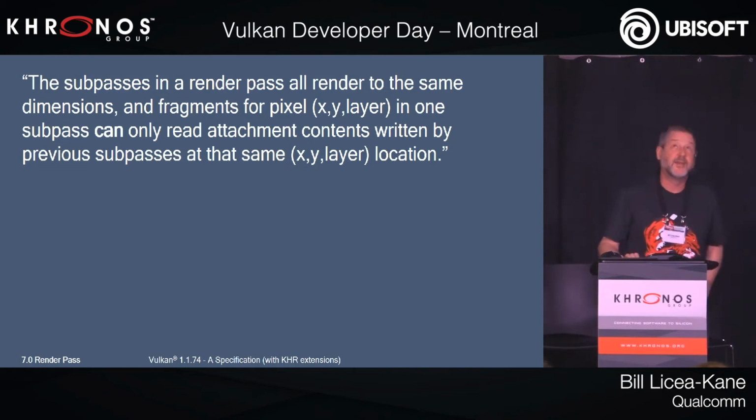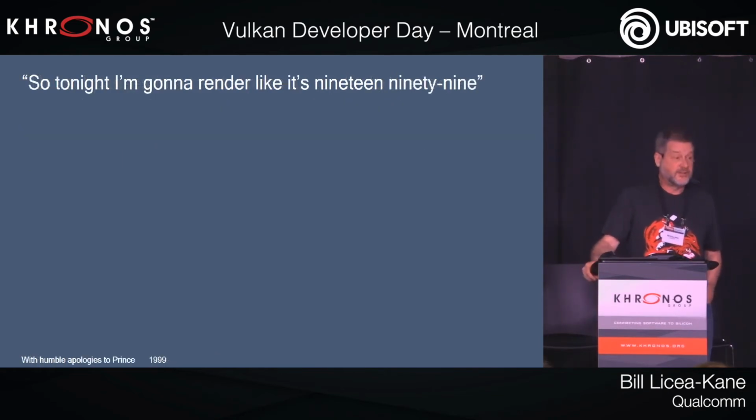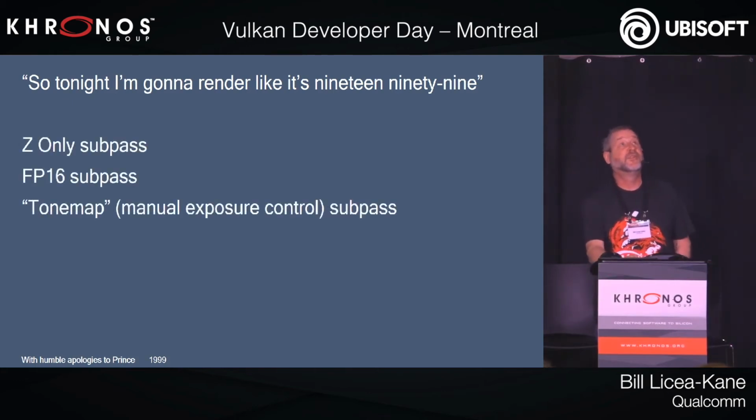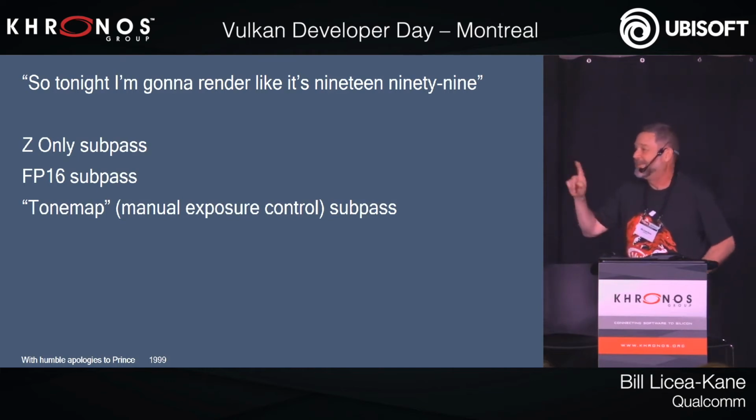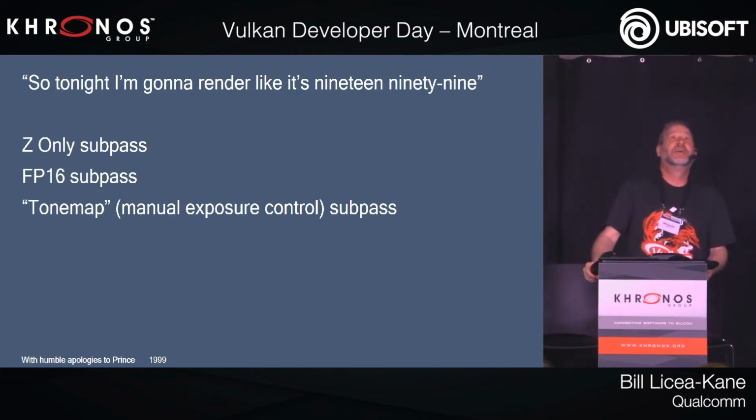So I'm going to go to my example now, and with apologies to Prince. So tonight I'm going to render like it's 1999. So this would have been fantastic a decade or two ago, but we've moved on. So for this simple example, I'm going to have a Z-only subpass. Hey, I remembered Z. FP16 subpass and tone map.